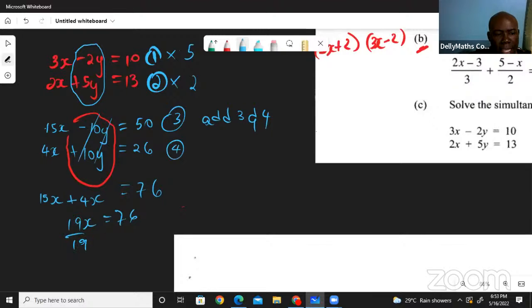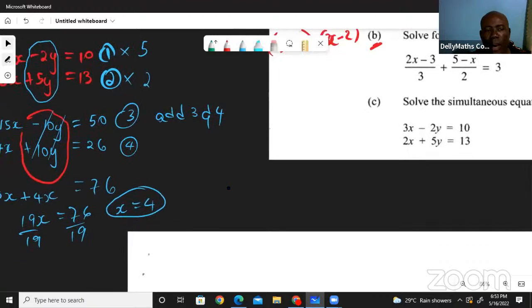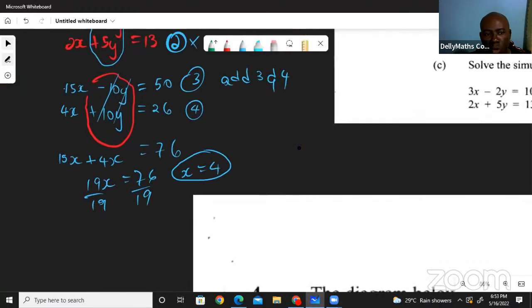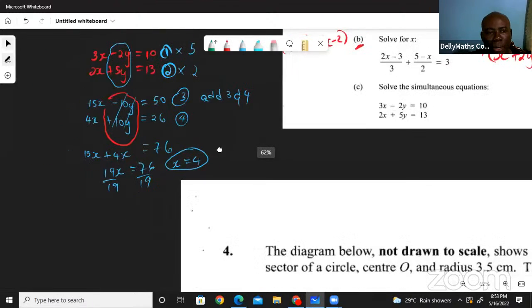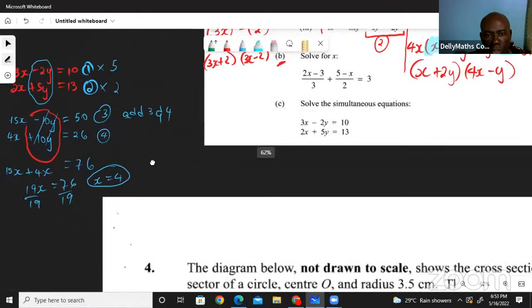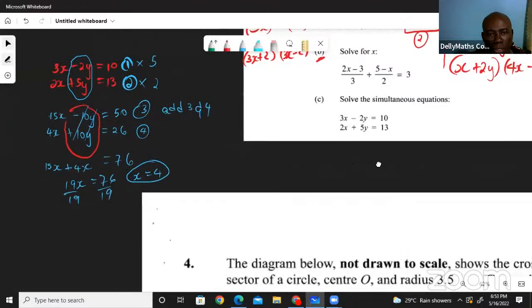So divide both sides by 19. I believe I'll get 4. So x is equal to 4. So there it is. We have found one of the answers: x is equal to 4. Having found x is equal to 4, what I could do with that is use it to substitute in any one of my equations to find a value for y.